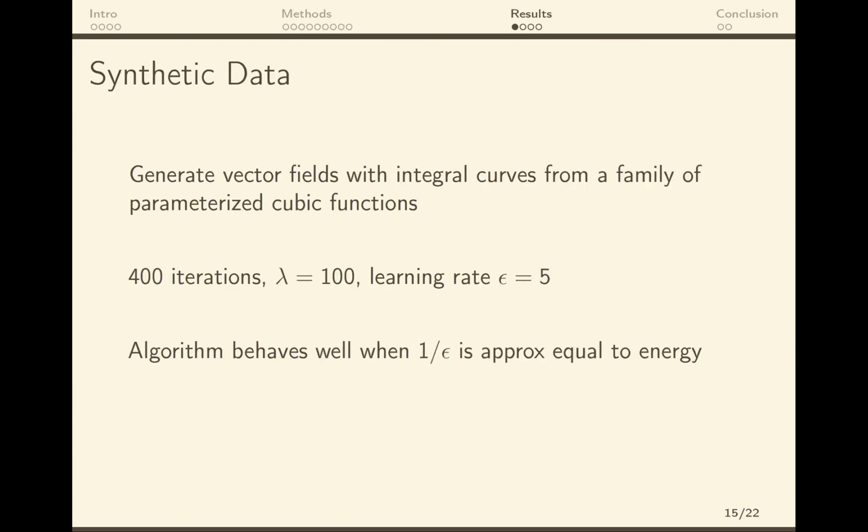We performed some proof of concept experiments with synthetic and real data. For synthetic data, we generated vector fields whose integral curves come from a family of parameterized cubic functions. We performed 400 iterations of our atlas building algorithm with lambda equals 100 and a learning rate epsilon of 5. This learning rate is for the gradient flow, how much the gradient contributes at each step of the gradient flow.